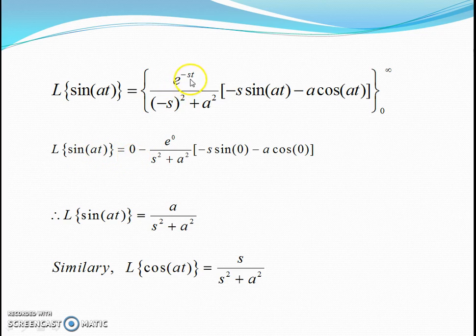0, because when t is upper limit infinity, e raised to minus infinity is 0. Minus, when t equals lower limit 0, we get e raised to 0 upon s square plus a square, in bracket minus s sin 0 minus a cos 0. But we know that sin 0 is 0 and cos 0 is 1. Therefore, Laplace of sin at equals a upon s square plus a square. Similarly, Laplace of cos at equals s upon s square plus a square.